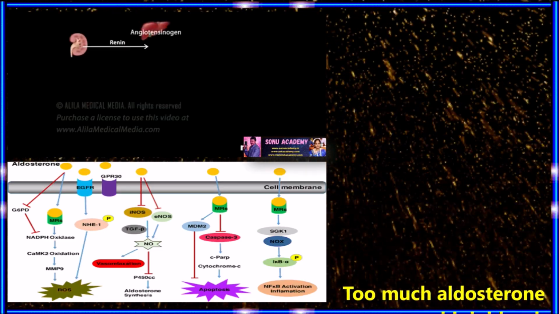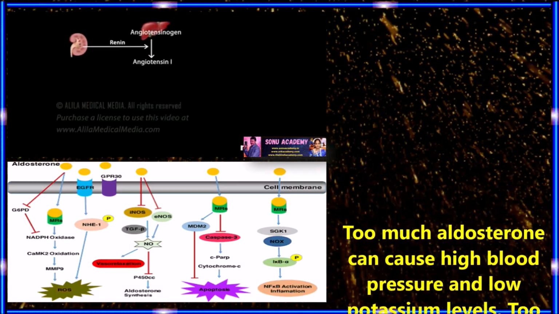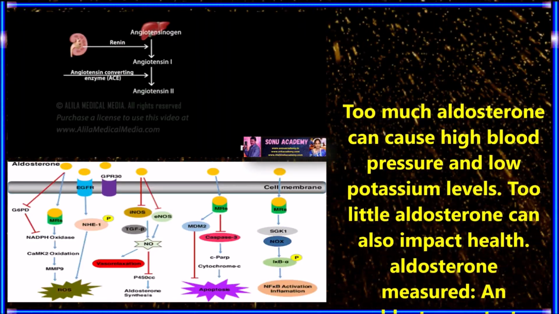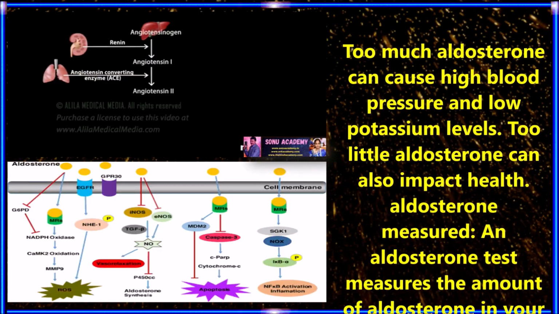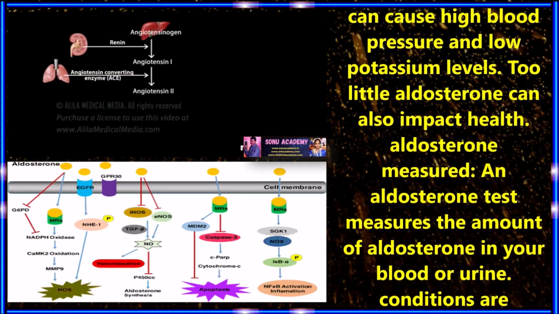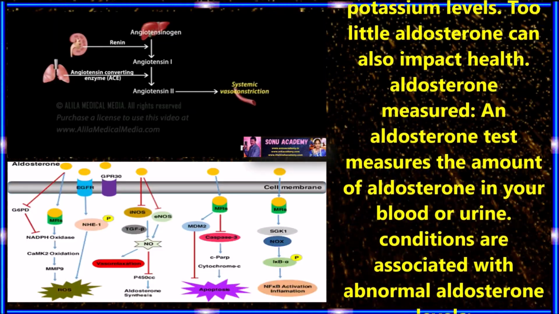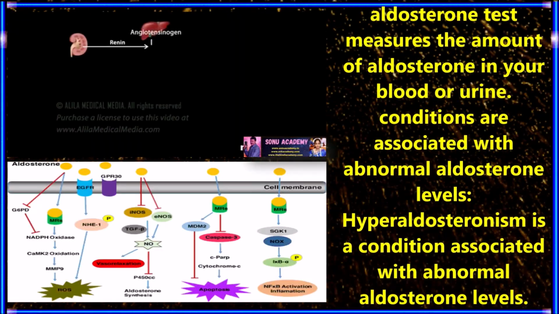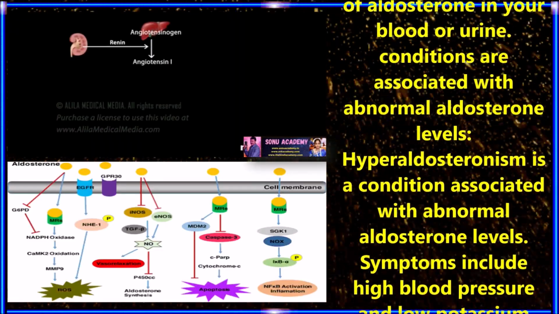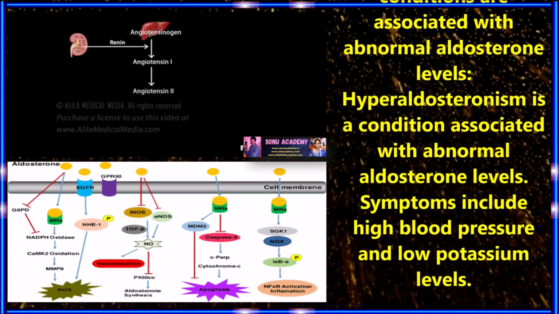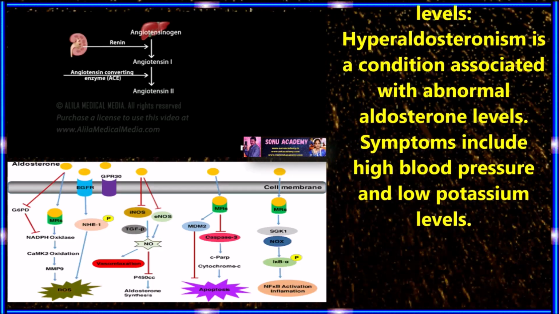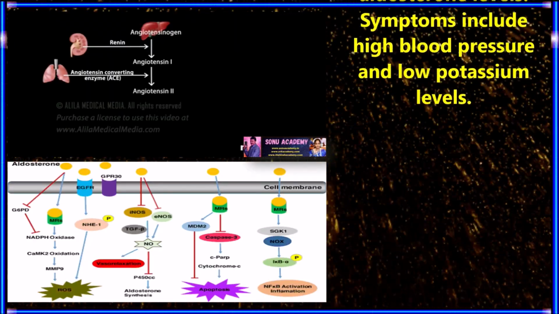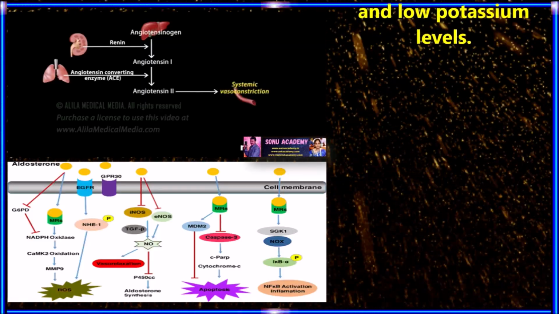Children, let us discuss what happens when aldosterone levels are abnormal. Too much aldosterone can cause high blood pressure and low potassium levels, and too little aldosterone can also impact health. Children, now let us discuss how aldosterone is measured. An aldosterone test measures the amount of aldosterone hormone in your blood or urine. Children, now let us discuss what conditions are associated with abnormal aldosterone levels. Hyperaldosteronism is a condition associated with abnormal aldosterone levels, with symptoms including high blood pressure and low potassium levels.